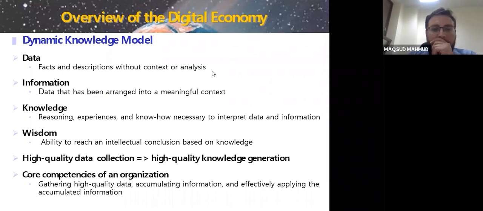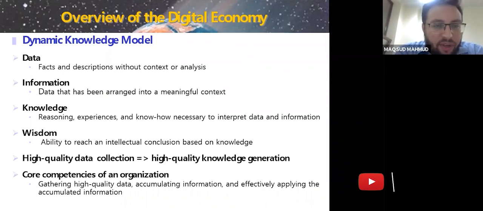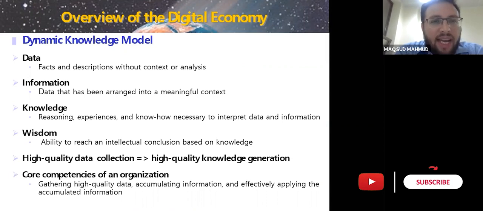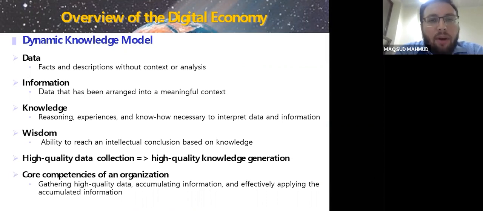Okay, now this is very interesting. You might know about these four different kinds of dynamics over there about the knowledge model. This is called a knowledge model for the digital economy. As I told you, data is more precious than gold. Data is more precious than your industrial engineering. Data is more precious than your agricultural farms.